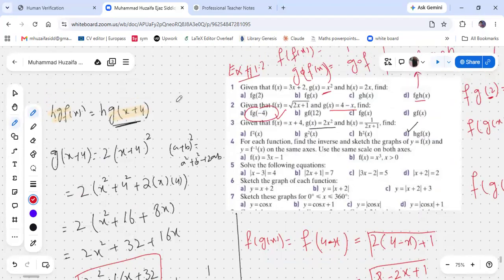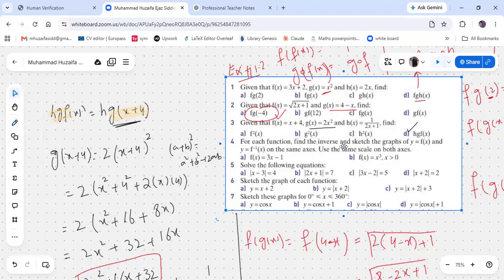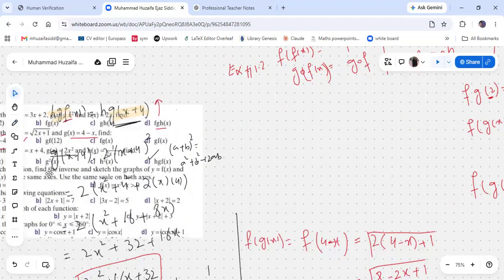Now we are moving to the fourth problem. So I'm just picking it from the other side.